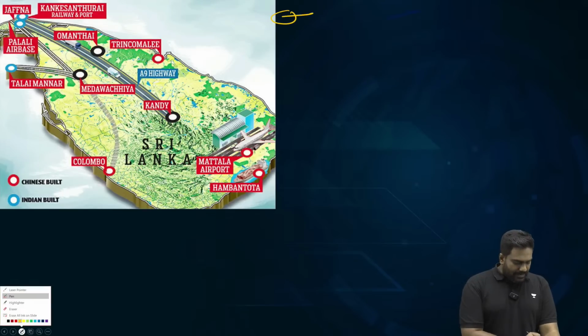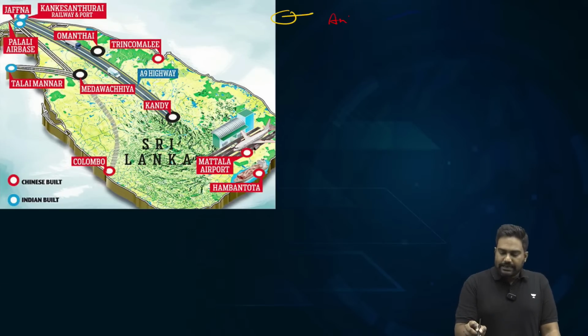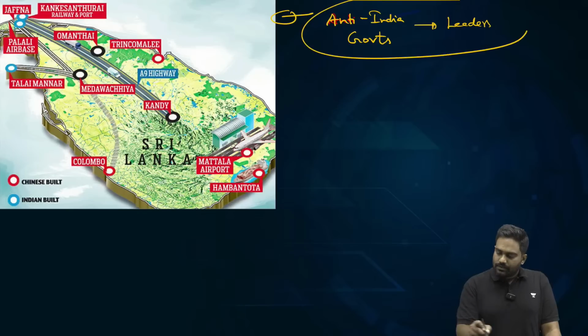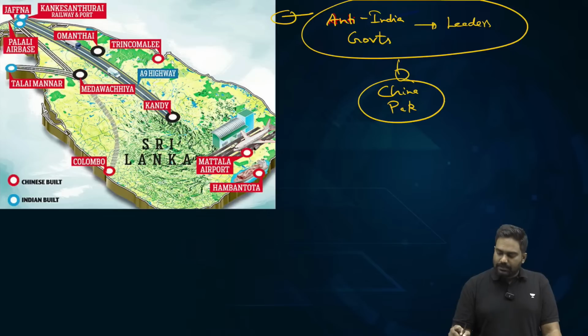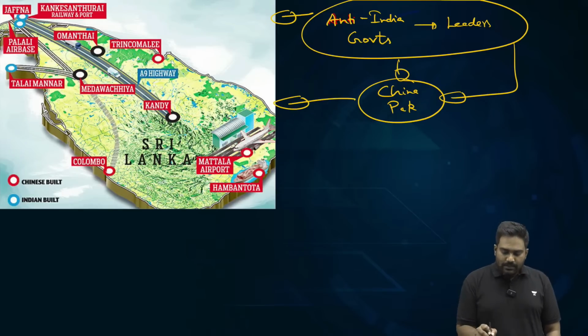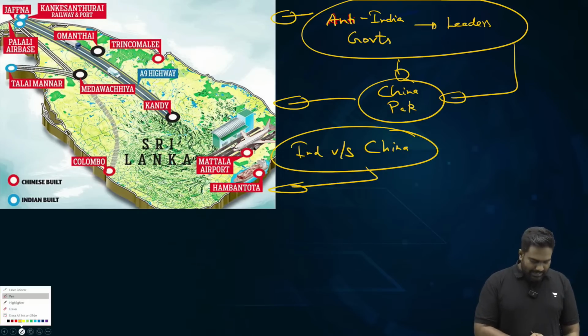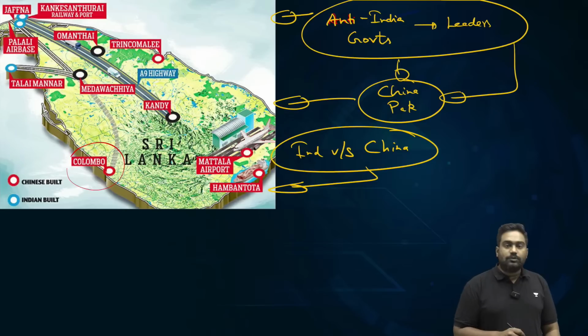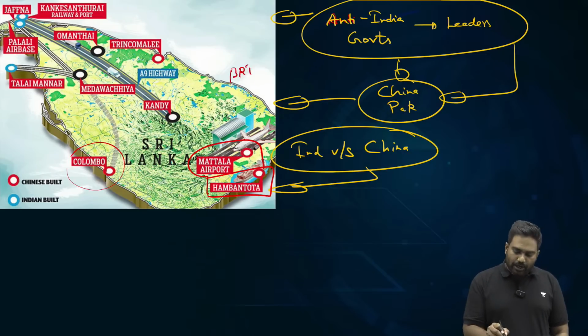Because see, whenever we have had such anti-India governments in Sri Lanka, we have faced many problems. When we have seen anti-India governments come up with anti-India leaders who seem to favor China or Pakistan, there has been a lot of trouble created for India. For example, look at the map here. It shows the key projects in Sri Lanka which depict the strategic competition between India and China. China has executed key projects in Sri Lanka like the Colombo Port Project, Hambantota Port Project, Mattala Airport and many others. Sri Lanka has even joined the Belt and Road Initiative.